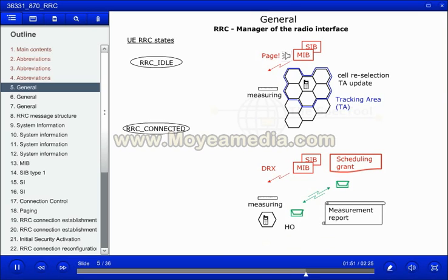Depending on the activity, the UE will move between the two RRC states, the RRC idle state and the RRC connected state. When going from the RRC idle state to the RRC connected state, an RRC connection establishment procedure is used, and to change back from RRC connected to RRC idle state, the RRC connection release procedure is used.